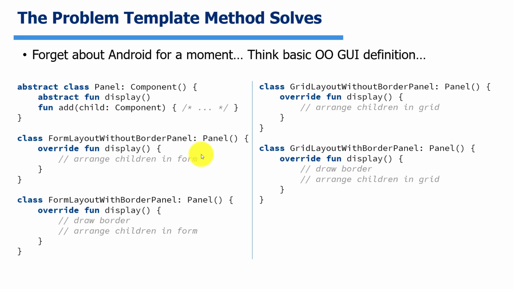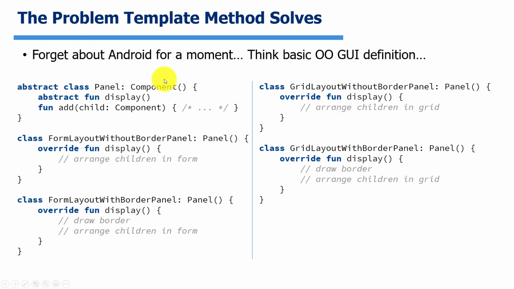So let's take a look at what problem we're trying to solve with template method in general. And just get Android out of your head for the moment. We're just going to talk about a basic object-oriented user interface. And in this object-oriented user interface, we're going to define a panel. This is going to be something that's going to display things on the screen. And a component is just a part of a user interface that's going to be displayed. So it could be a text field, it could be a button, things like that.